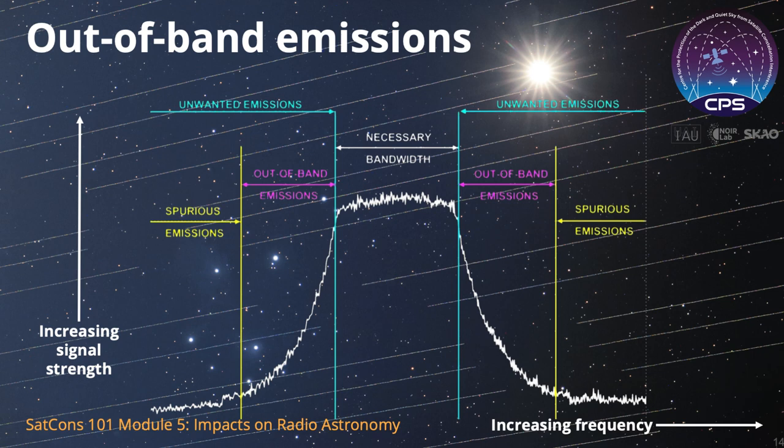But often, even well-designed radio transmitters can emit signals out of band. That means that some of the radio power they emit is at frequencies other than those intended for broadcast. This can affect radio astronomy if those out-of-band signals fall in the range of protected frequencies. For satellites, this can be difficult to predict. And as the number of satellites increases, the effect is expected to become more significant.